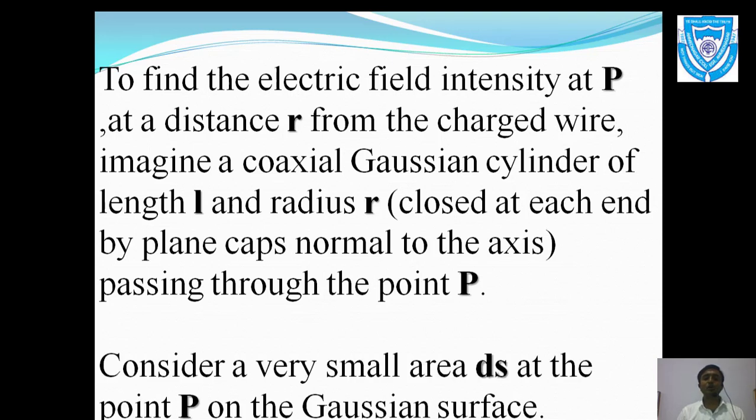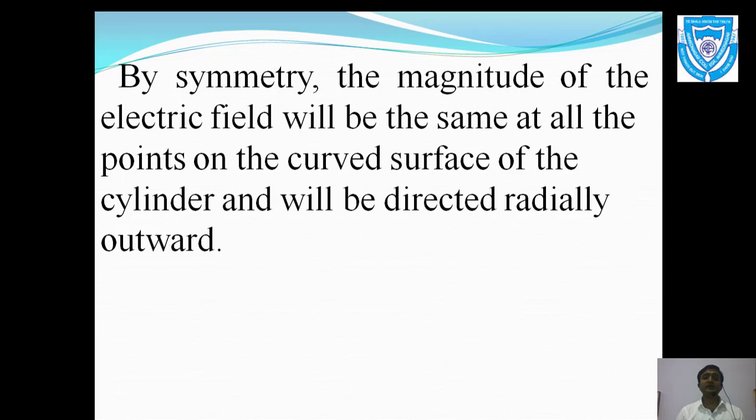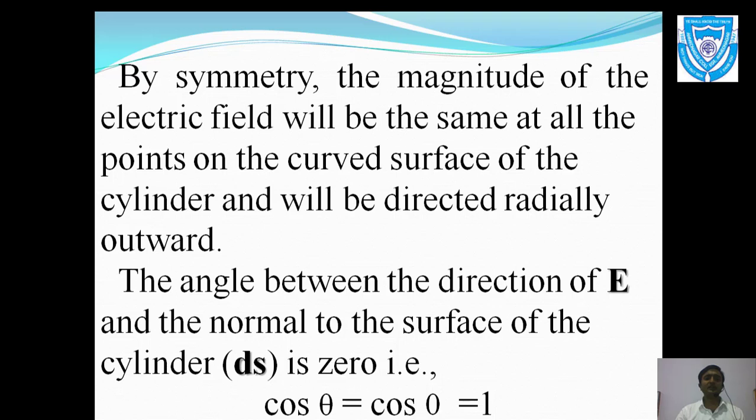Consider a very small area dS at the point P on the Gaussian surface. We have seen a small area around that point P, which is dS. By symmetry, the magnitude of the electric field will be the same at all the points on the curved surface of the cylinder and will be directed radially outwards, which is similar to the previous one. Over here there is uniform charge distribution and symmetry. By this we can say that it will be perpendicular to the surface and radially outwards.